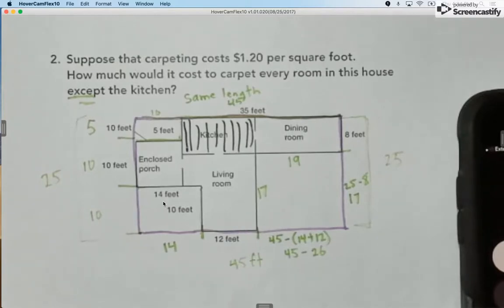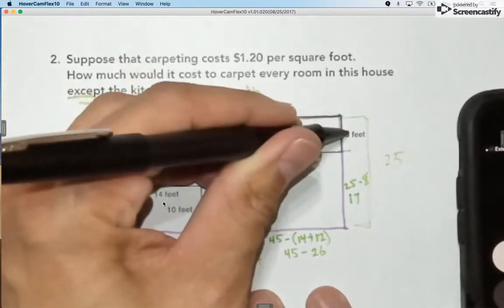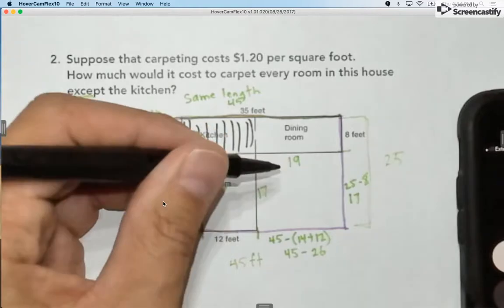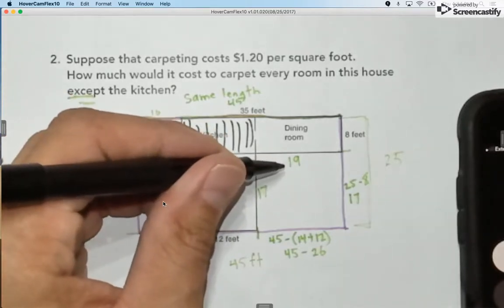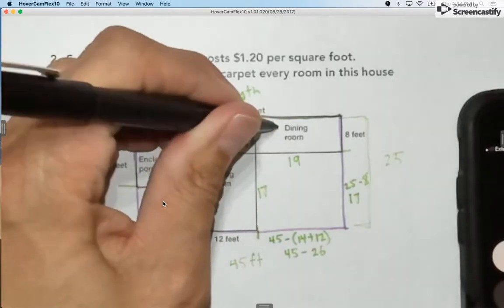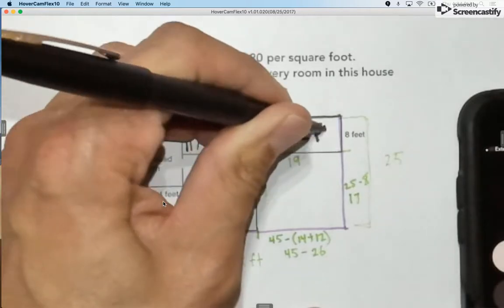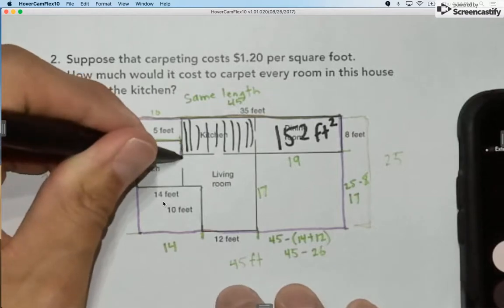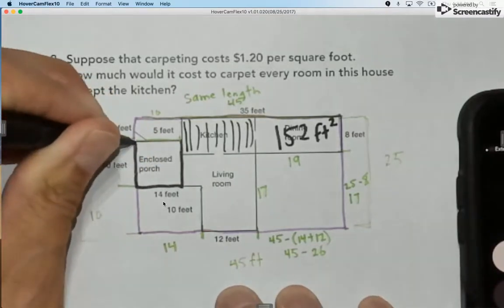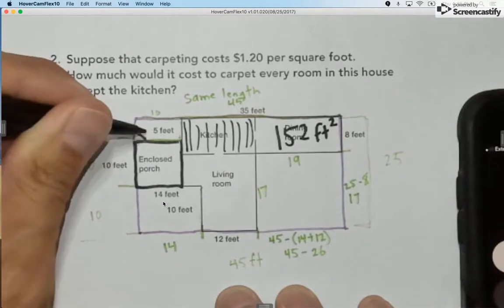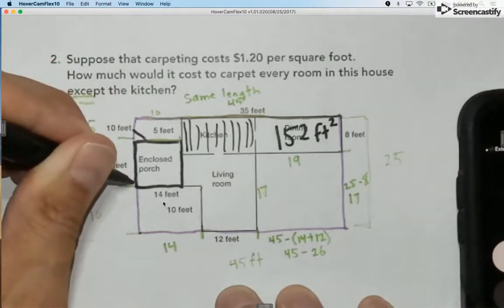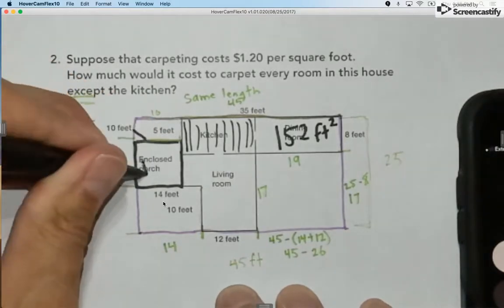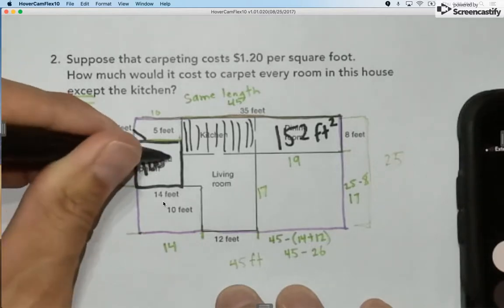So let's go through the ones I know. Dining room. The dining room is going to be 8 feet times 19 feet, length times width. And the dining room is going to be 152 feet squared. Next, I know the enclosed porch. This is telling me that it's 10 feet. This is telling me it's 10 feet. 10 feet times 10 feet is 100 feet squared.